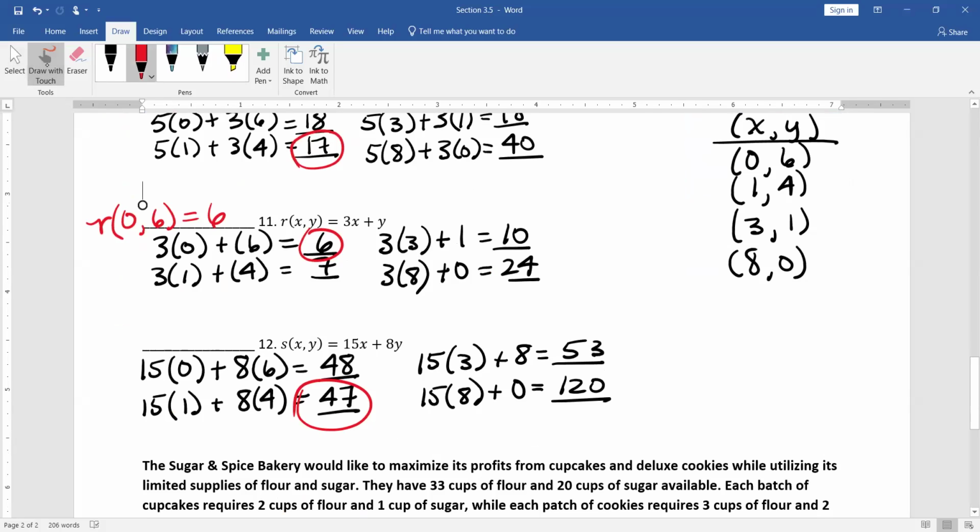S 1, 4 is 47. Okay, so down to the last one.